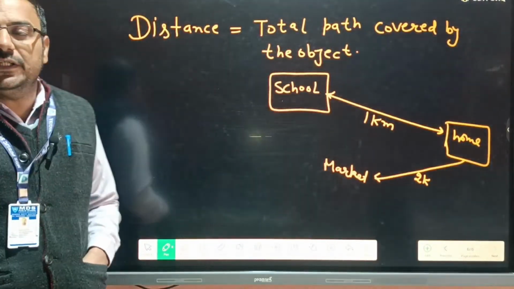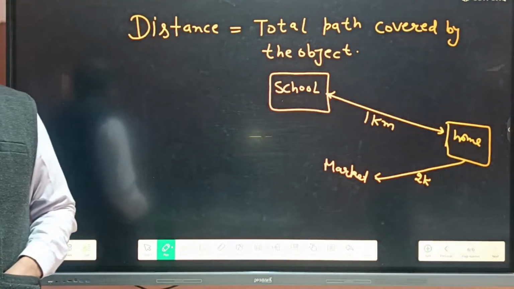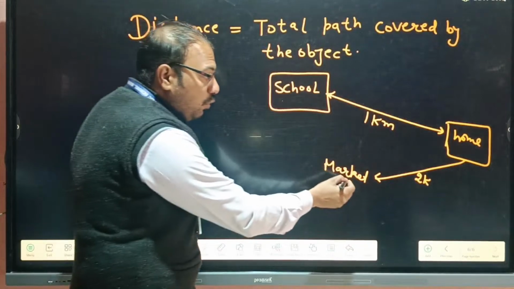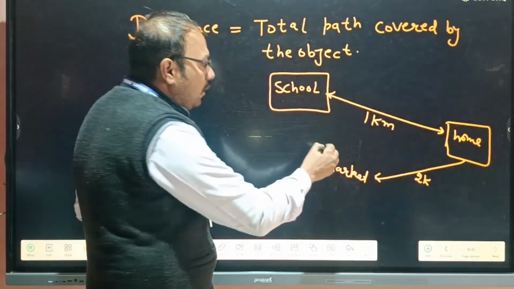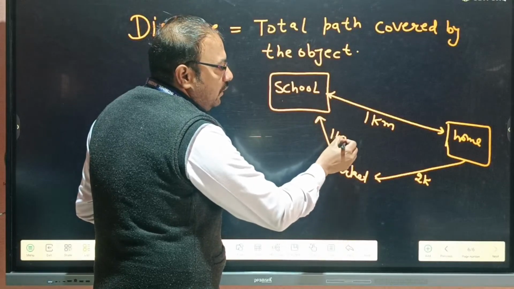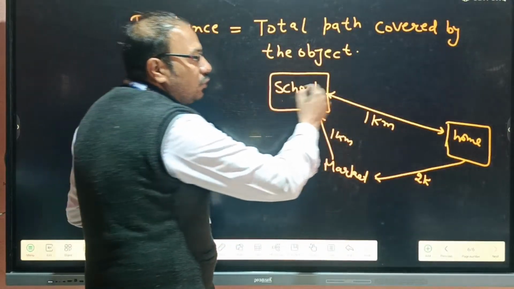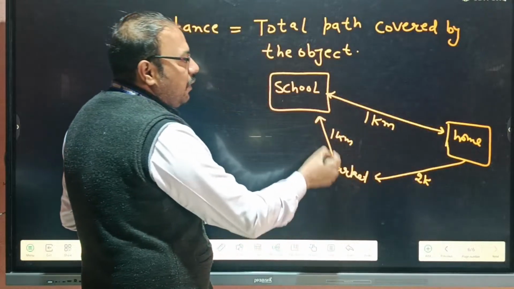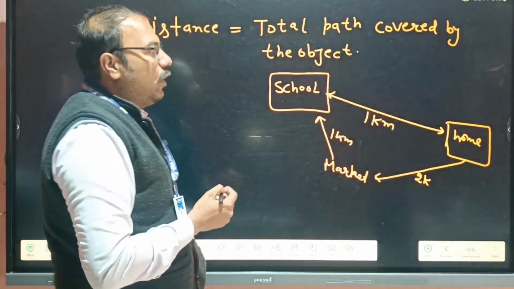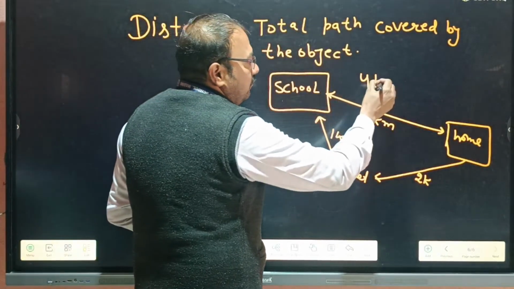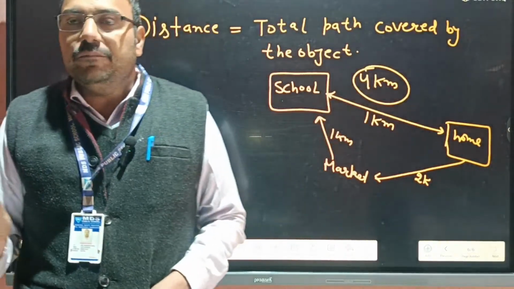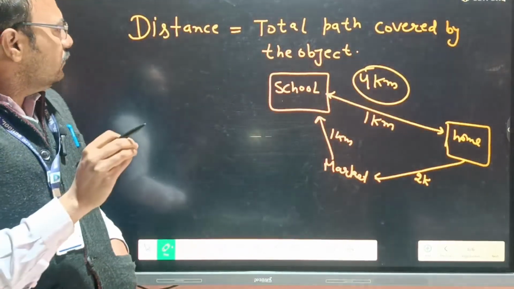So distance is only the total path. You calculate the total path. For example, you go to the market and once again you come back to school, and this distance is 1 kilometer. So the total path from school to home, home to market and market to school is 1 kilometer, 2 kilometers and 1 kilometer. So how much? 4 kilometers.